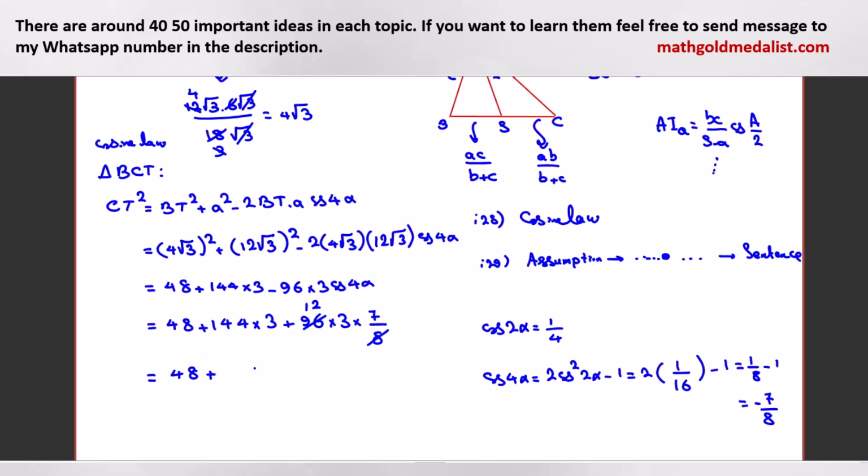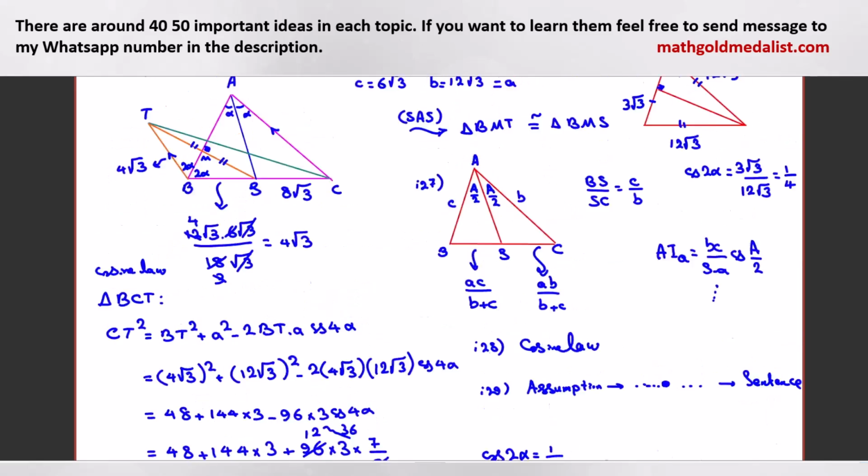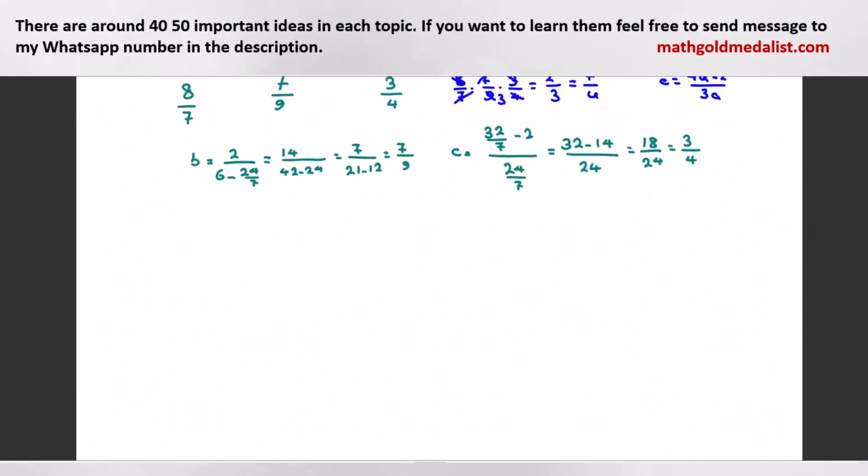48 plus 3 times 4, 12. We have 1. 3 times 4, 12 plus 1, 13. We have 1, so 432. Plus 12 times 3, 36. 7 times 36, 7 times 6, 42. We have 4, 7 times 3, 21 plus 4, 25. And 8 plus 2, 10 plus 2, 12. We have 1. 1 plus 5, 6. 6 plus 3, 9. 9 plus 4, 13. We have 1. 1 plus 4, 5 plus 2, 7. So the answer for this problem is 732.